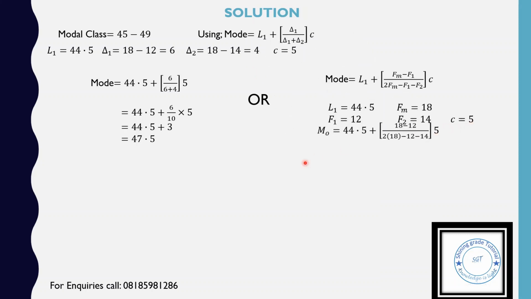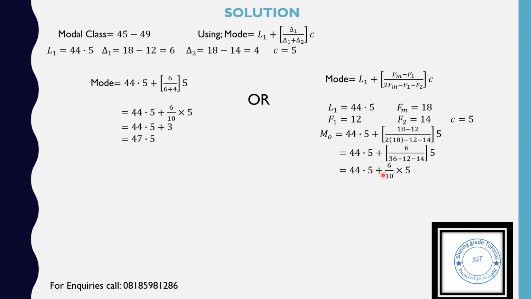That means our mode will be 44.5 plus 18 minus 12, over 2 times 18 minus 12 minus 14. 12 is the frequency of the class before the modal class, and the frequency after is 14. Multiply by 5. So that will simply give us 6 over 2 times 18, which is 36, minus 12 minus 14, times 5. 36 minus 12 minus 14 will give us 10, so 6 over 10 times 5 gives us 3. So we have 44.5 plus 3, and that will give us 47.5. I think that is very easy.